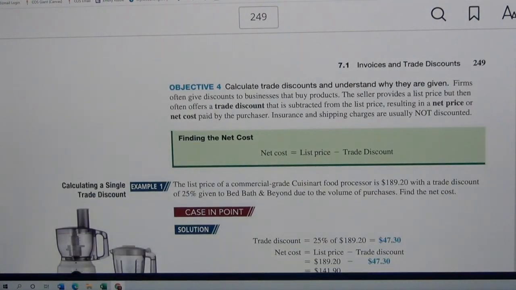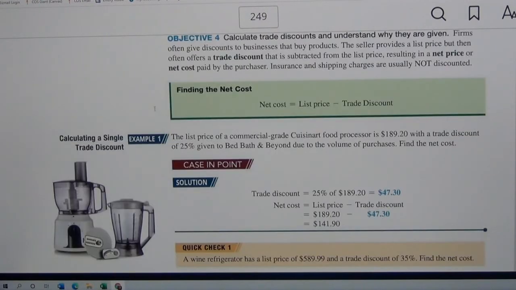All right, now what we want to do is calculate trade discounts and understand why they are given. A trade discount is given, like I mentioned before, in case there are some incentives that you want to give to a buyer. You want to say, okay, if you buy an X amount of quantity, then we're going to give you a trade discount. The formula for the net cost is: net cost equals the list price minus the trade discount. That's pretty simple. That's this number minus that. But the question is, how do we come up with the trade discount?